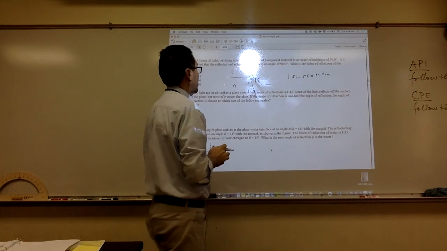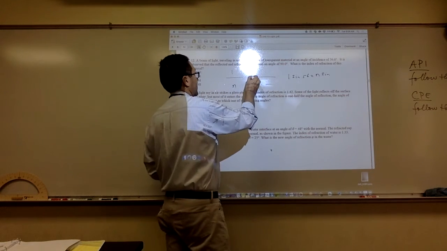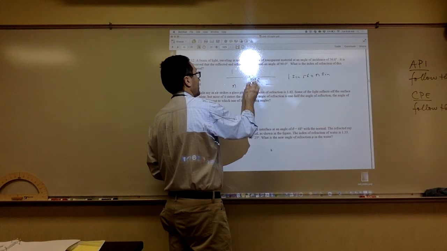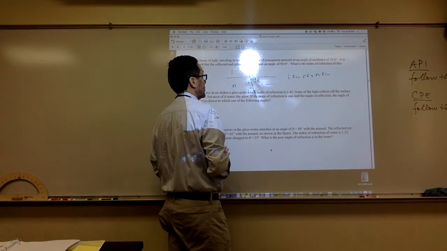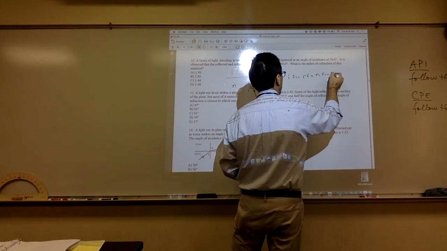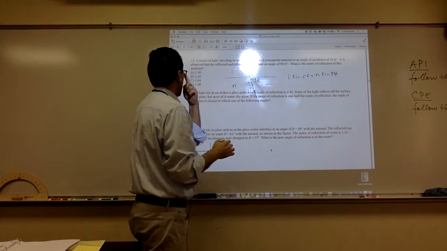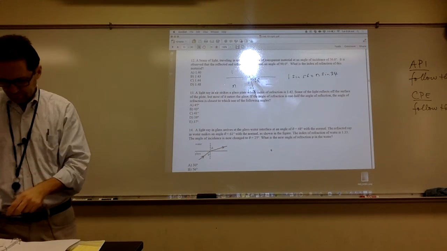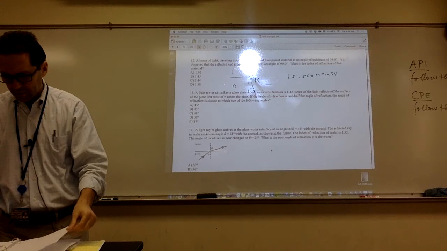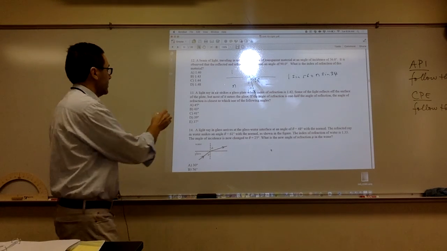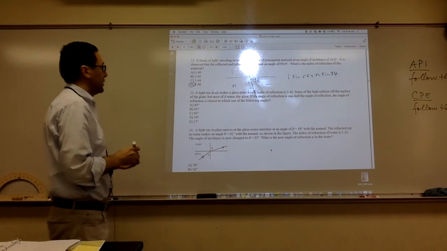So I think I can figure out that angle. If this is 90 and that's 56, this will complement the 56 so that the whole thing becomes 180. So that looks like it's 34. And if you do the math here, just make sure you're in degree mode, you should get 1.48.